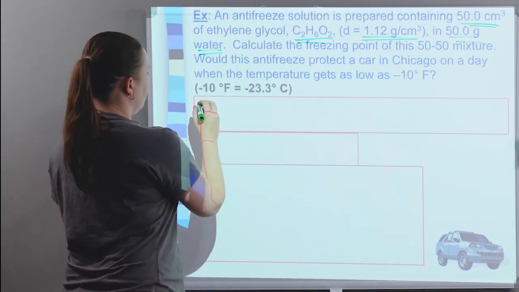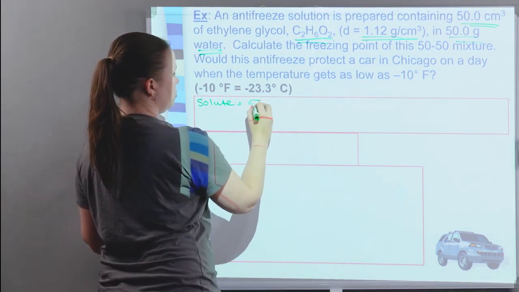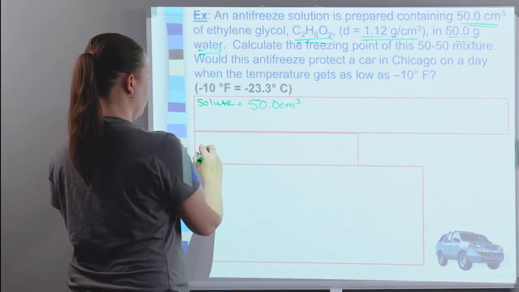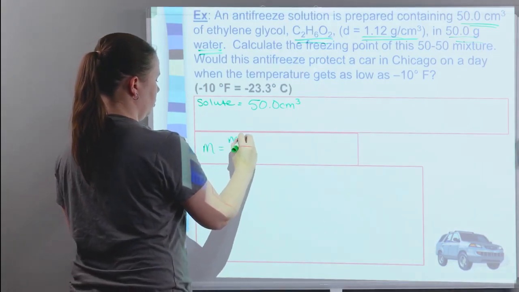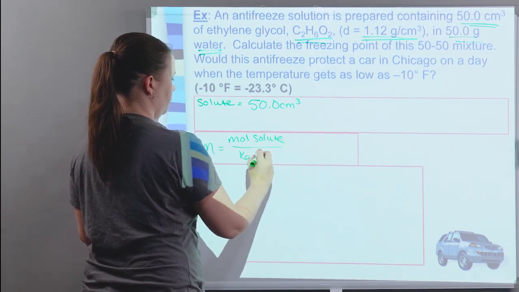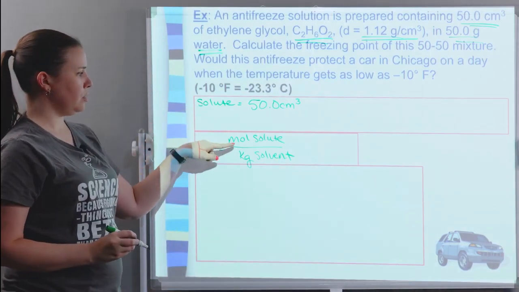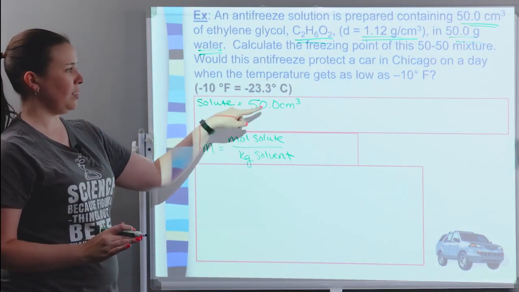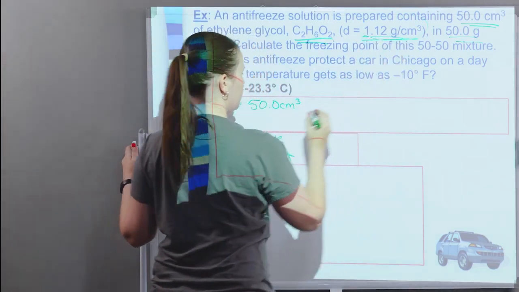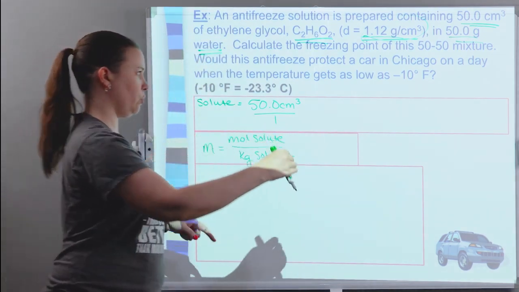So let's start with what we know about the solute. The solute is 50.0 centimeters cubed. Eventually I want to use my molality equation, which was moles of solute per kilogram of solvent. So the solute needs to get turned into moles. But right now it's in volume. So the first thing I'm going to do is use this density to get towards grams, because then I would be able to go from gram to mole.